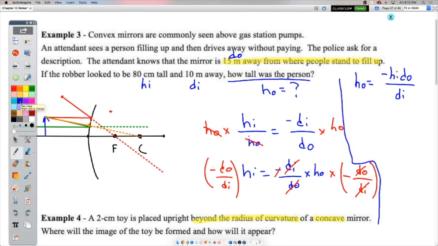Okay, now we need to be really careful about negatives here. I probably should have mentioned this at the beginning, okay? The robber looked to be 80 centimeters tall and 10 meters away. But is DI 10 meters? Do they appear to be in front of the mirror, or do they appear to be behind the mirror? Well, it's a convex mirror, right? So they appear to be behind it. Okay, so DI is actually negative 10 meters, right?